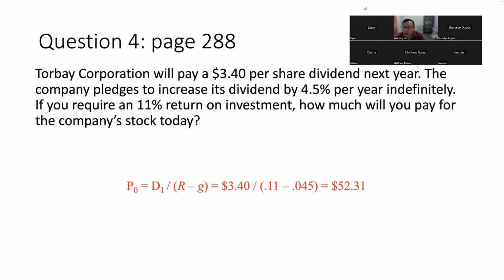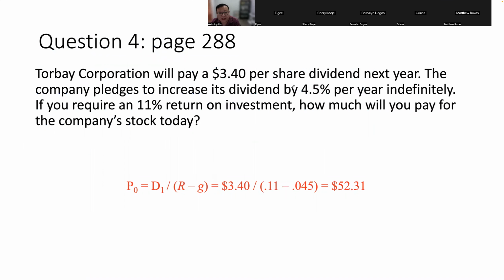Okay, so this question, some students asked this question specifically from the class. This question is on page 288, question 4, and I already typed the question here. The question is asking: the corporation will pay a $3.40 per share dividend next year. So right away, this is D1, okay? D1 is 3.4.